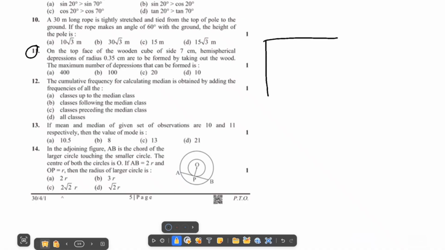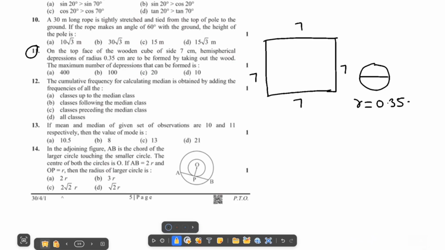Okay, so let's take a rough diagram. One face of the cube, so each side is 7 centimeters, and the top of a hemispherical depression is a circle, right? Now here the radius is given as 0.35 centimeters. So now what will be the diameter? Diameter is double, right? 2 times the radius. So 2 times 0.35 will be equal to 0.7 centimeters.